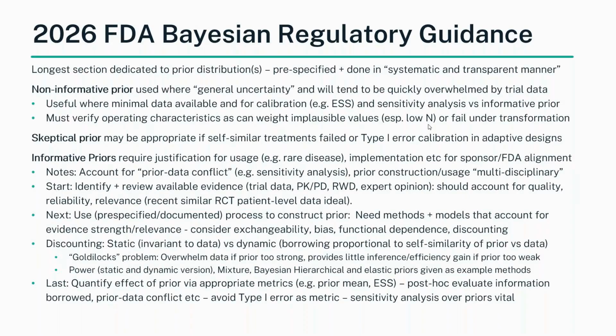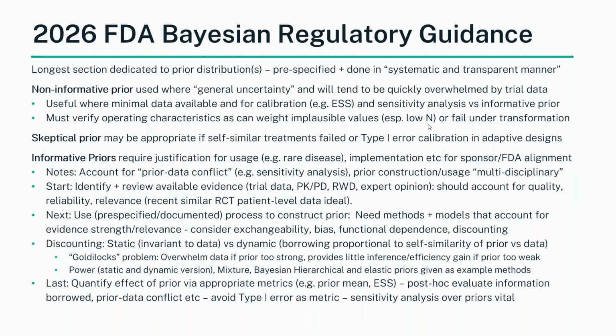Coming back to the prior data conflict, whereas dynamic basically says that the borrowing is proportional to, most likely, there are other criteria in theory, but most likely in a clinical trial, the self-similarity of the prior and the data. So effectively, the idea is that if you have a prior and you're doing a clinical trial and the data agrees well with the prior, then you should use that prior more. Whereas if they're disagreeing a lot, then you should be using it less.